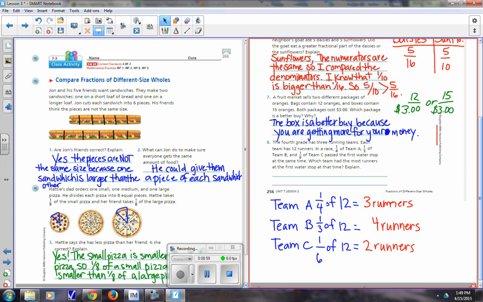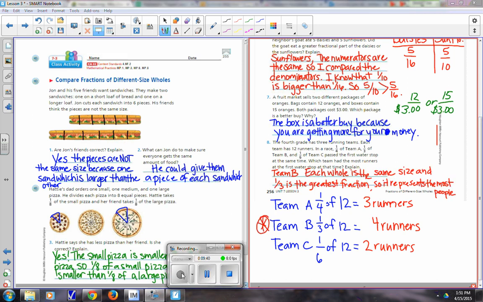So by knowing this and knowing that 1/3 of a pizza, the same size, because our runners, the whole here that we're talking about is all the same. This is all a large pizza. A large pizza with 12 slices. But it's people. So we could just look at these fractions and say, which one's the biggest piece of pizza? Which is the biggest fraction? Well, we know right away that the biggest fraction is Team B. Which team had the most runners? Team B.